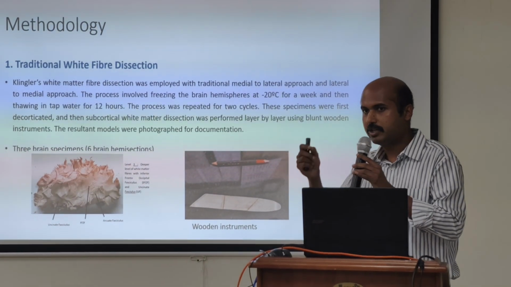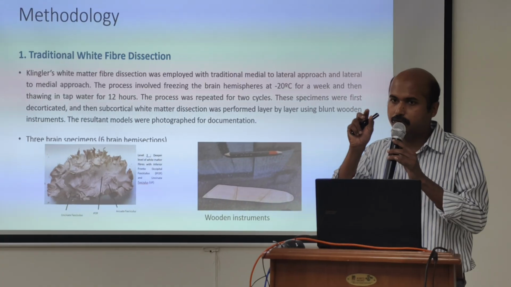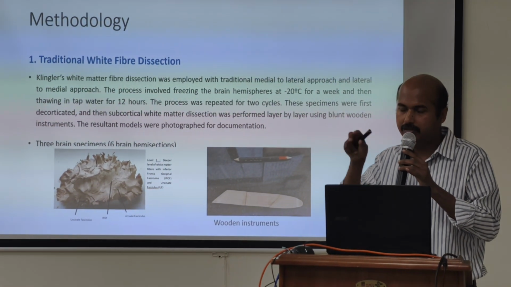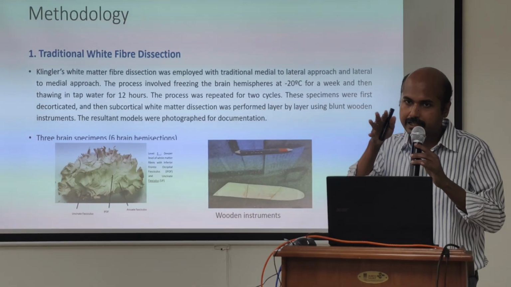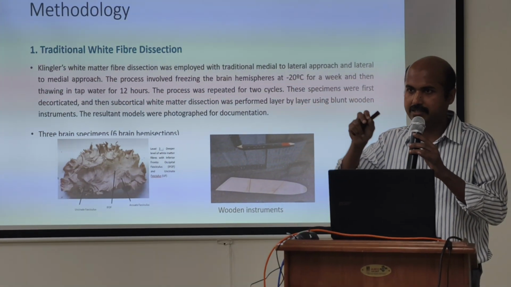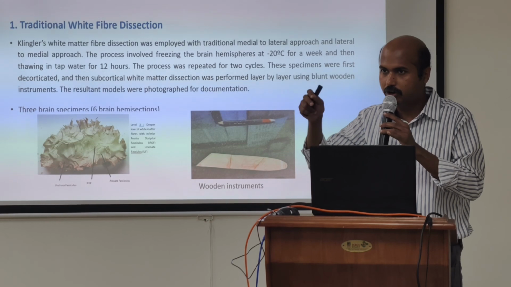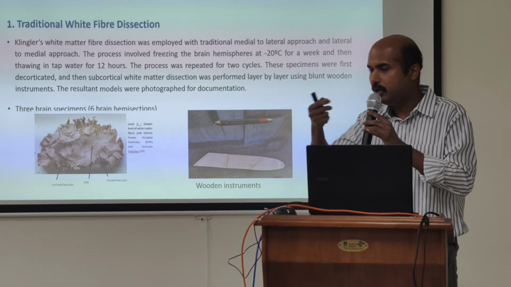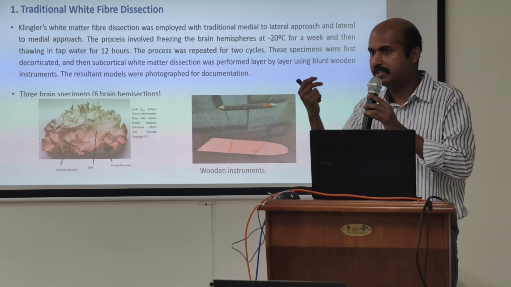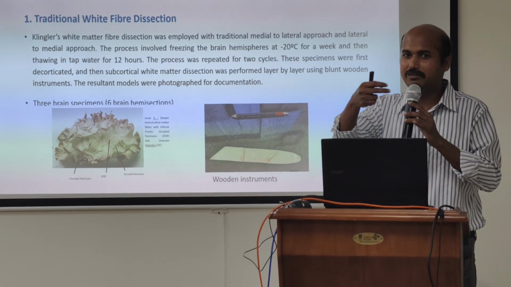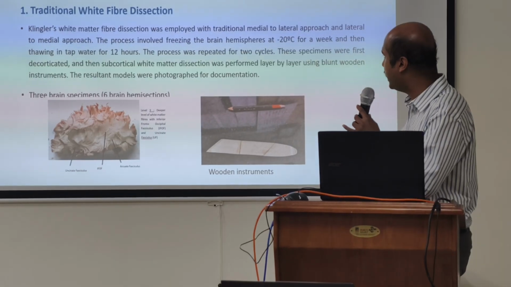Why did we do that? Because once we do this, the freezing and thawing will create formalin and water crystals that will naturally cleave planes between white fiber fascicles. After that, we can easily do a decortication. We can remove the cortex and peel out white matter fibers. We can understand their directions and peel them out. It's almost like how we peel out fibers in a muscle. So for that, we do this process.